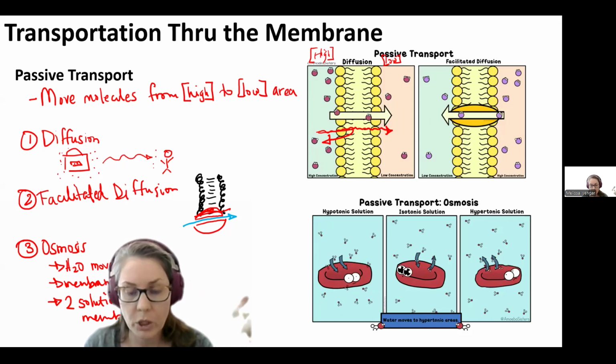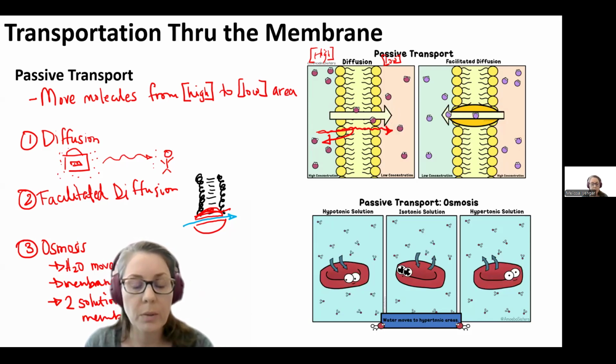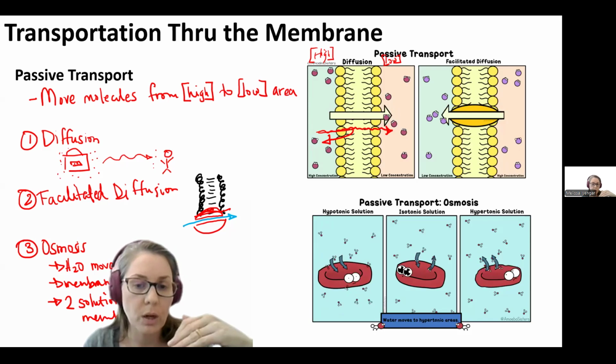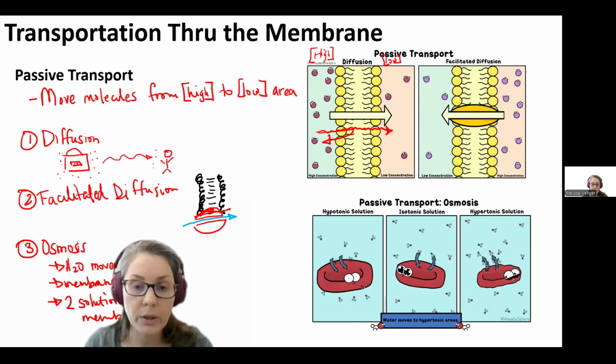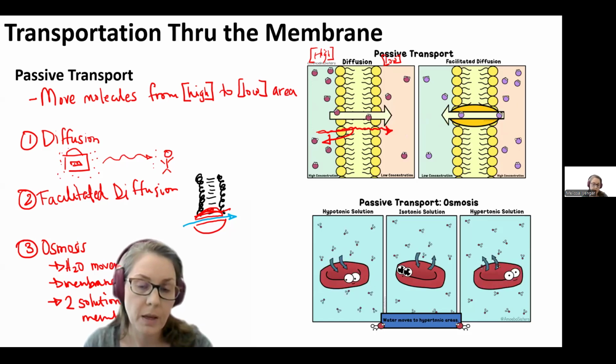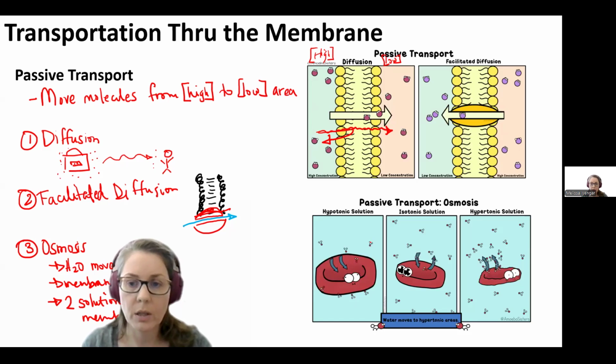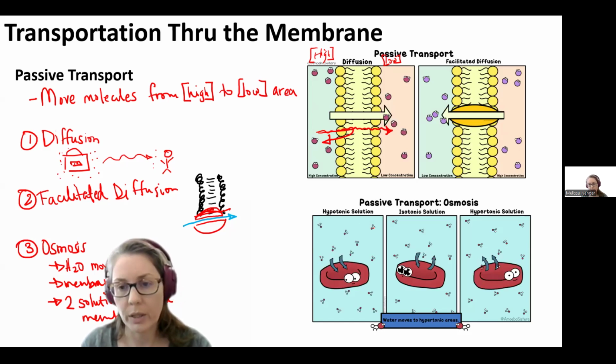And this is still diffusion. So you have to move water from a high concentration to a low concentration through a membrane. What gives you the concentration differences is how much of the solute you have in water. And that's what this other GIF is showing you here.